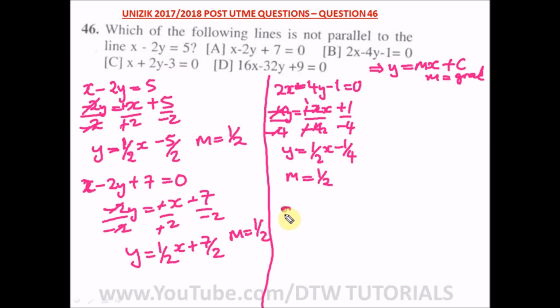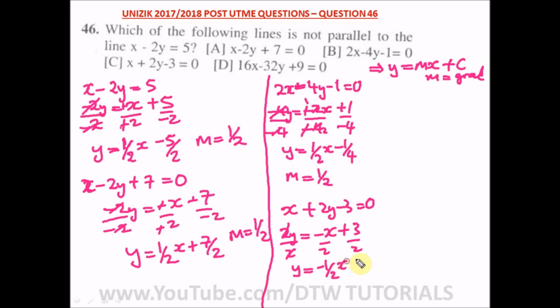Okay, so let's do option 2. We have here x plus 2y minus 3 is equal to 0. So we have 2y equal to minus x plus 3. Divide both sides by 2. We have y is equal to minus 1 over 2x plus 3 over 2. Here our gradient is minus 1 over 2. So we have a different gradient.